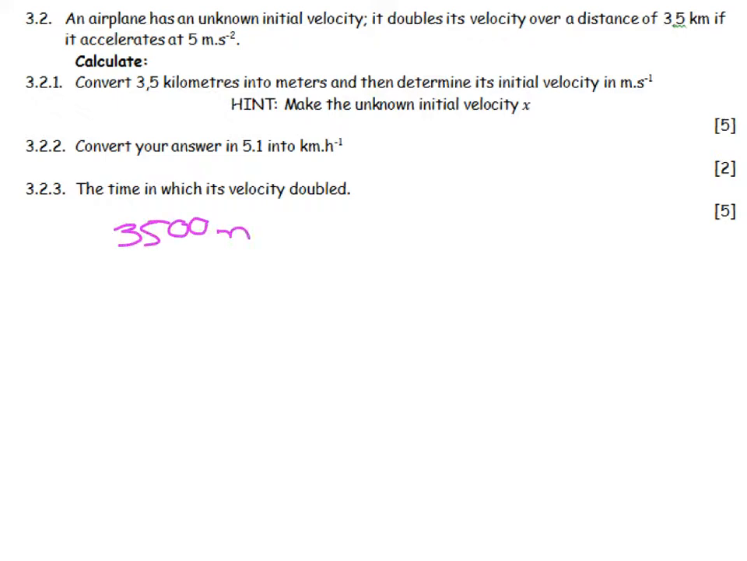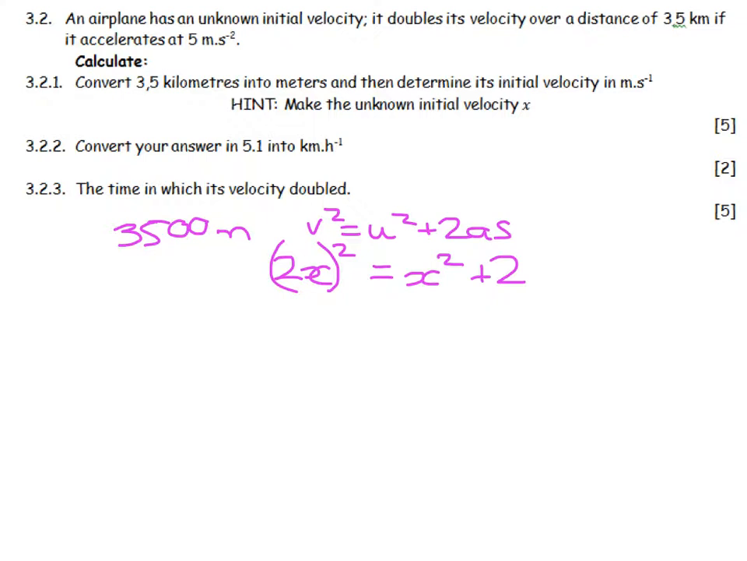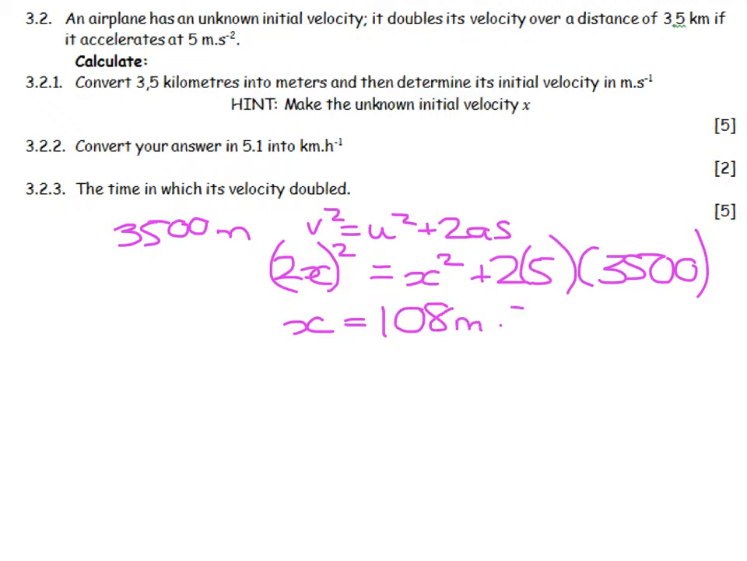So it's going to be 3,500 meters. Then you're going to say v squared is equal to u squared plus 2as. Final velocity squared is going to be 2x, which is double the original velocity, which is x, plus 2 times acceleration they've given me is 5, and the distance is 3,500. And when I solve for x in that equation, I find x is equal to 108 meters per second.